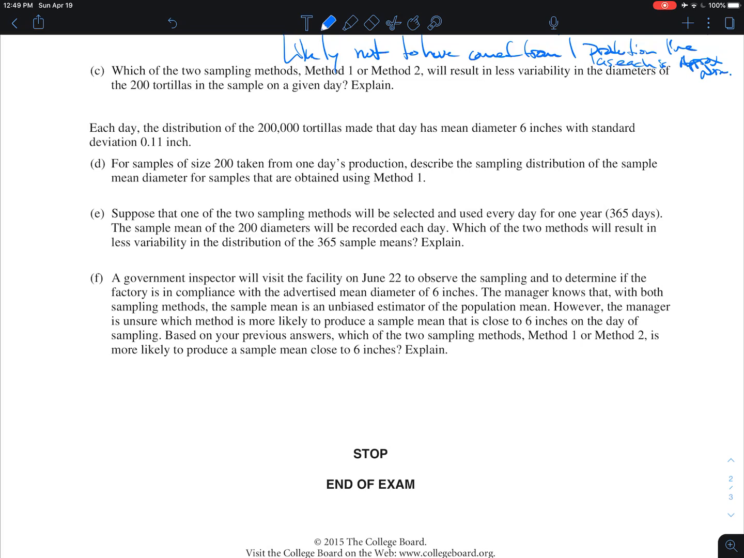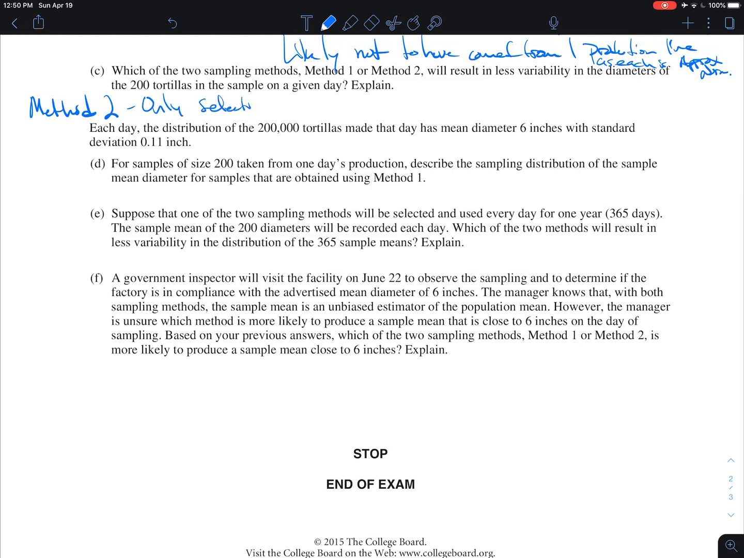Tight on space here for C, but C says each day which of the two sampling methods, method 1 or method 2, will result in less variability in the diameters of the 200 tortillas on a given day. And so we kind of made the argument in the previous answer. So it's not going to be method 1. In this case, method 2, where you only select one of the production lines. Right. Method 2.